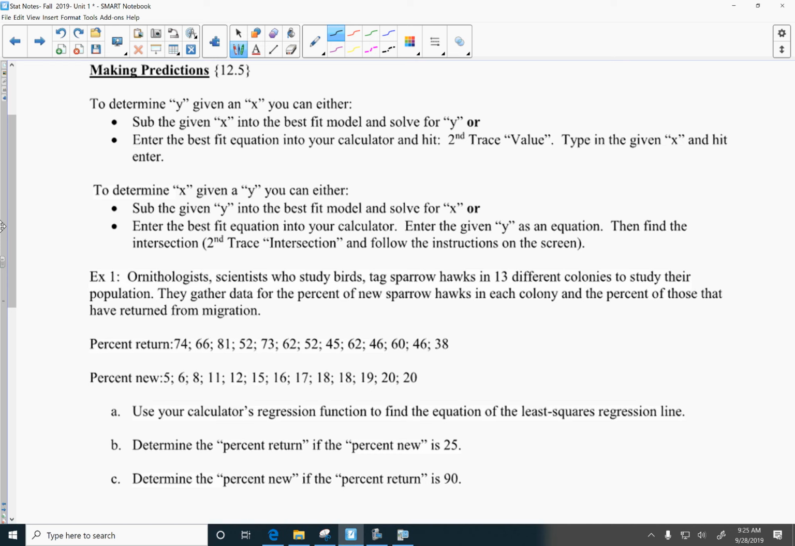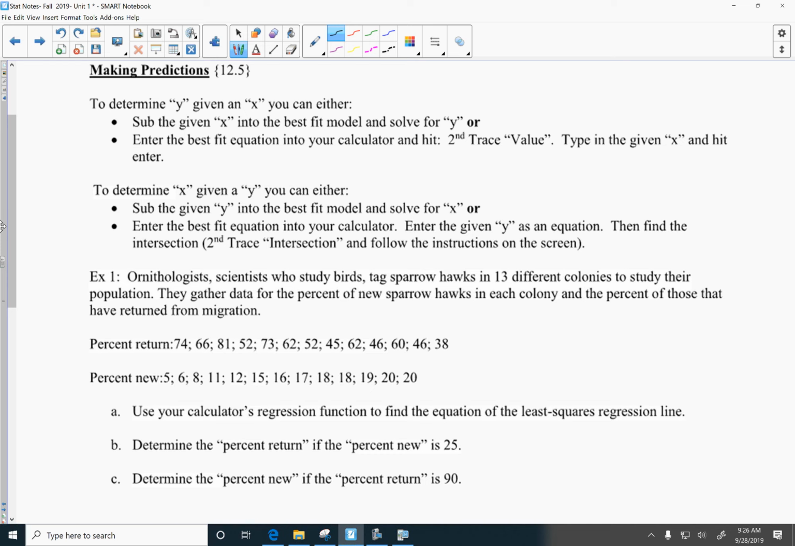So ornithologists, scientists who study birds, rank sparrowhawks in 13 different colonies to study their population. They gather data for the percent of new sparrowhawks in each colony and the percent of those that have returned from migration. All right, so we have the percent of return and the percent of new sparrowhawks. Typo opportunity for somebody? A tab between percent return and the first number, because it's probably easy to lose the 5 here.